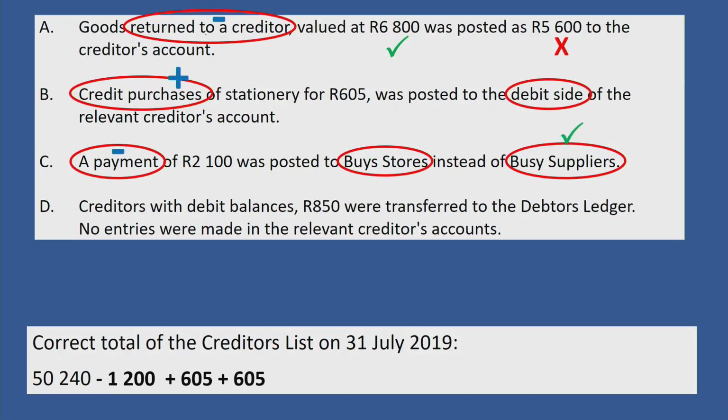Busy suppliers is the correct one. I posted to this one by mistake. So now you've got to concentrate and focus on the correct one. You paid Busy. He must be minused. If I minus the wrong person, I'm going to have to plus him again.